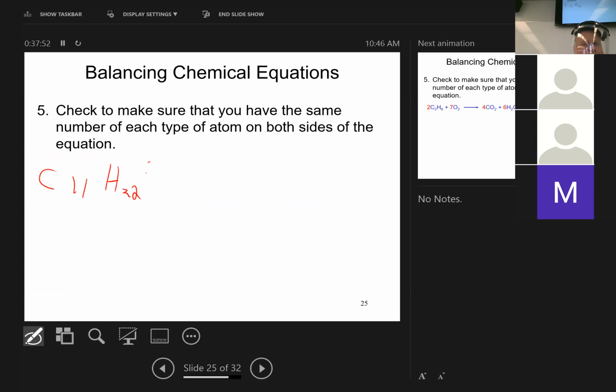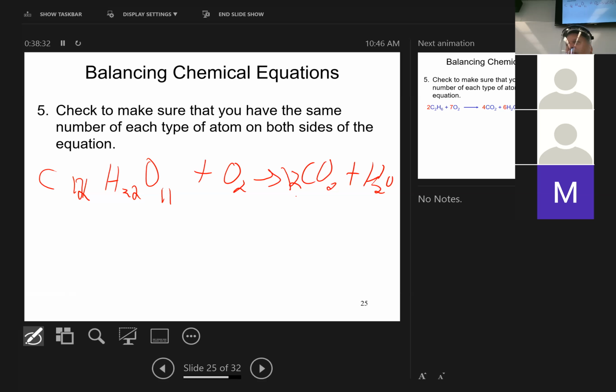C12H22O11, that's sucrose, plus oxygen goes to CO2 plus water. How hard would that be to balance? Well, you follow the same process. How many carbons on the left? 12. How many on the right? 1. So you put a 12 here.